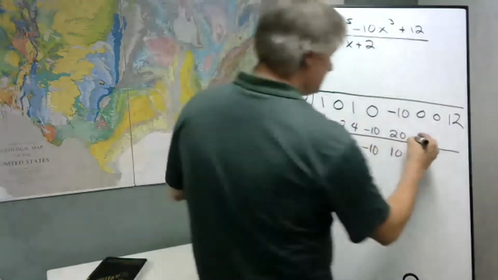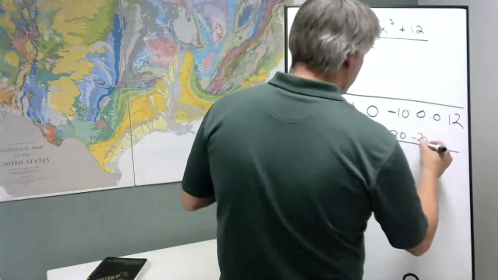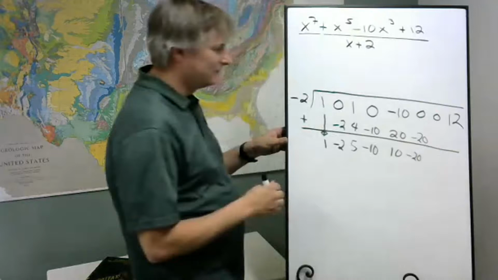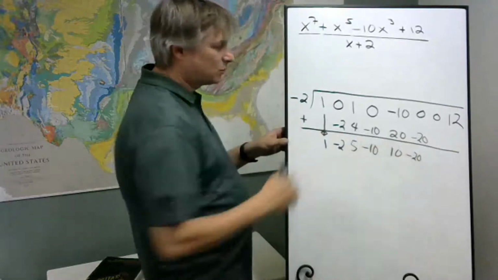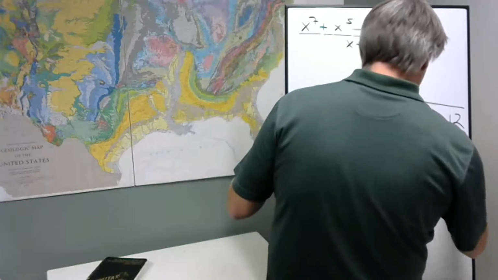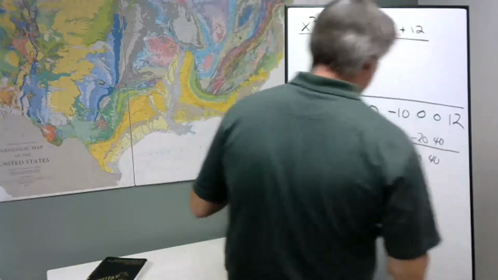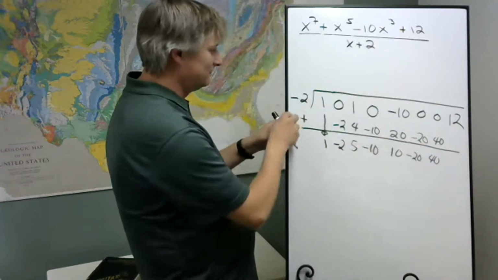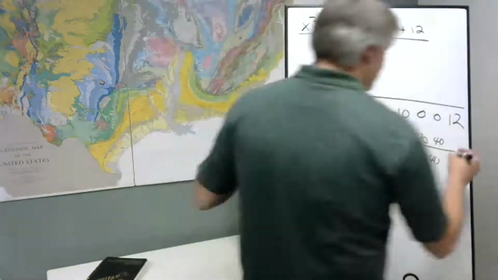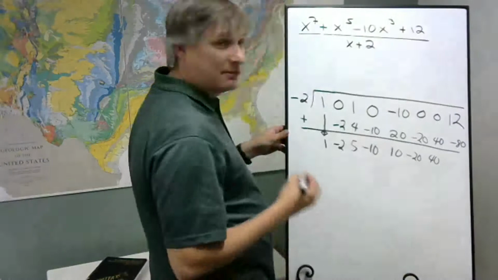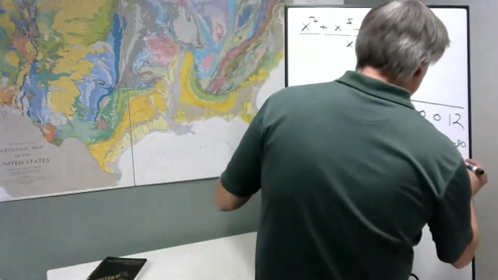-2 times 10, -20. Add these, well, -20. -2 times -20, +40. Add those, we get +40. -2 times 40, -80. Add those two, we'll get -68.